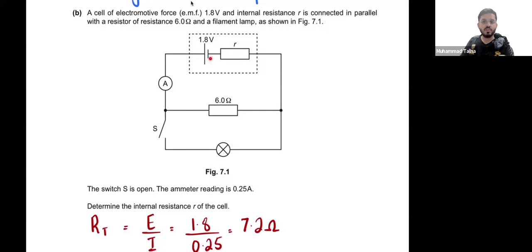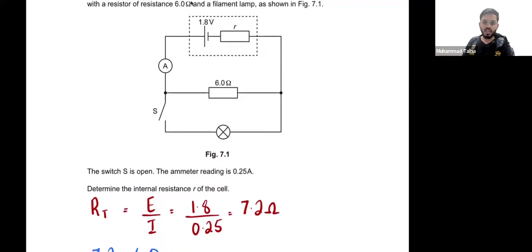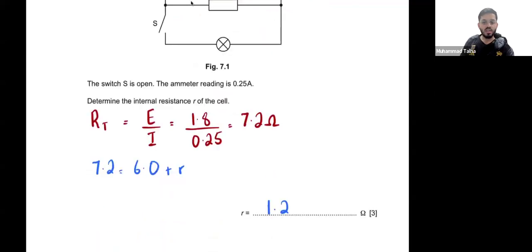So I know the EMF of the cell. I know the current. So I can find the total resistance, which is just the EMF divided by the current. Turns out to be 7.2 ohms. Because this is a series circuit, the resistance is the sum of these resistors, right? That's how we deal with resistors in series. So 6 plus r should equal 7.2. And from this, r turns out to be 1.2 ohms.